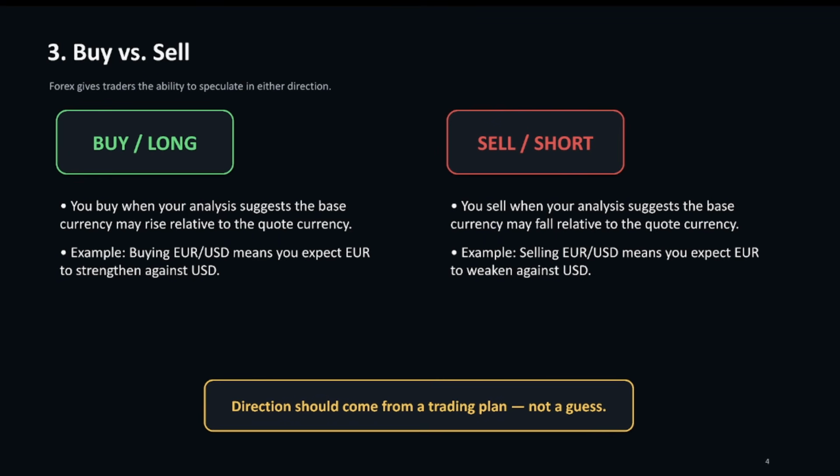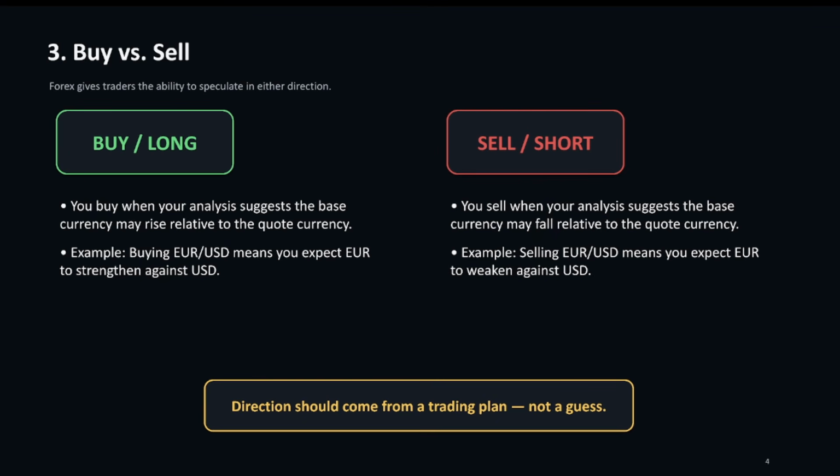Now you're also able to profit from sells in the market. This is what I really like about the foreign exchange market, because you're able to profit whether the market goes up or goes down. For sell or short positions, for example, let's say we want to sell Euro USD. If we're selling Euro USD, that means we are expecting the euro to be weaker than the US dollar. You'll enter sells when your analysis suggests that the base currency, which is the euro, may fall relative to the quote currency, which is the US dollar. The direction should come from a trading plan, not just guessing. That's why it's very important to find a strategy that's going to work for you.